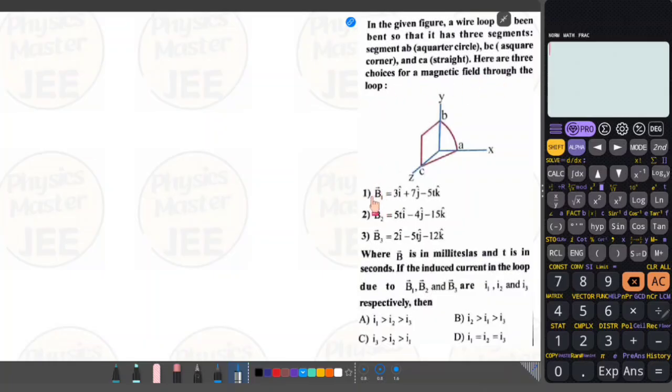The choices are B1 = 3 i cap + 7 j cap - 5t k cap, B2 = 5t i cap - 4 j cap - 15 k cap, B3 = 2 i cap - 5t j cap - 12 k cap, where B bar is in milli Tesla and t is in seconds. If the induced currents in the loop due to B1, B2 and B3 are I1, I2 and I3 respectively, then we have to find these relations.